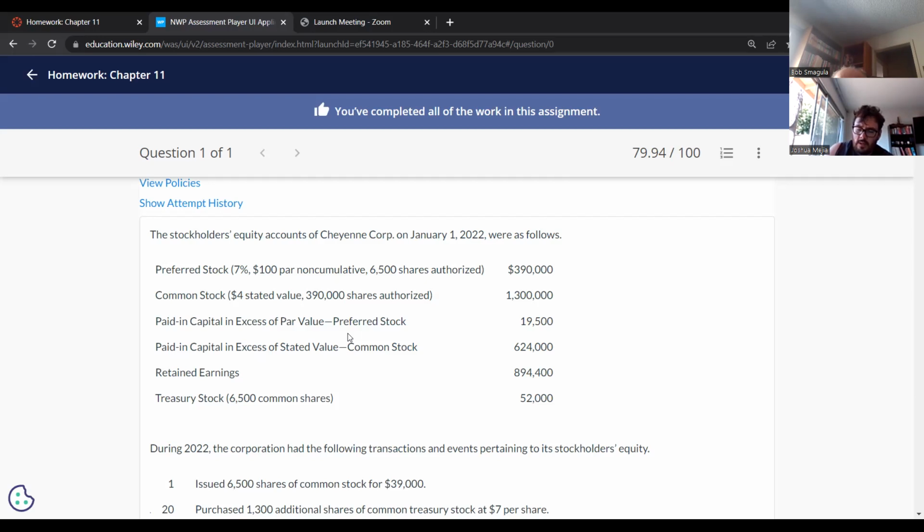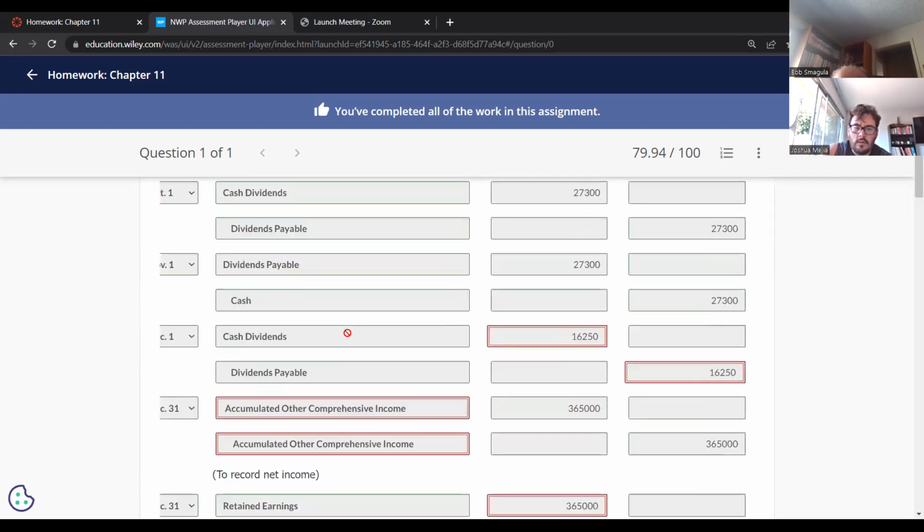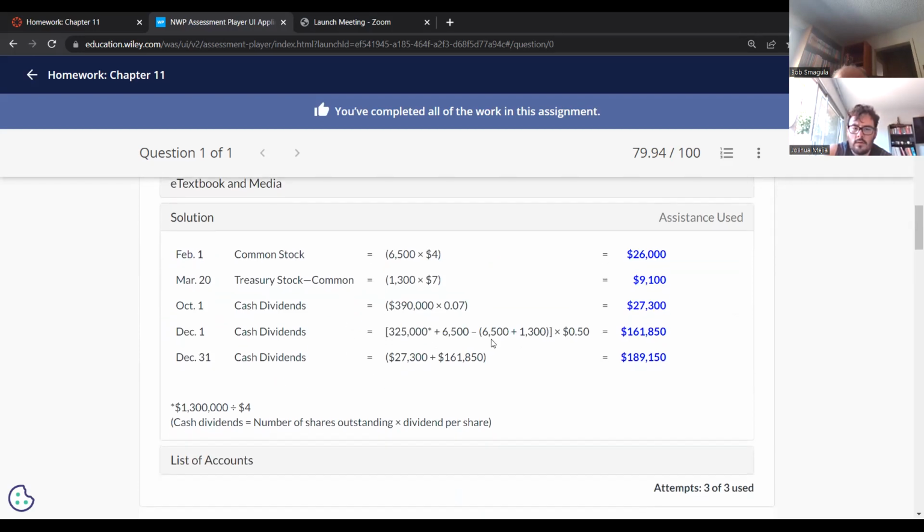But that shouldn't have anything to do with the dividend. So once you go down to the solution again. Yeah, see it? 325 plus 6,500 minus, they include the treasury. So I understand what they're doing here. They're subtracting the treasury stock.